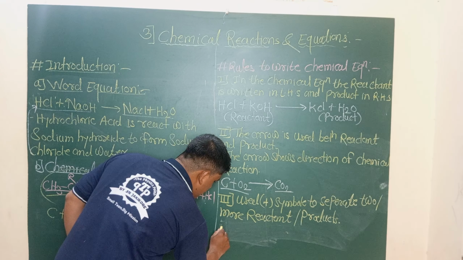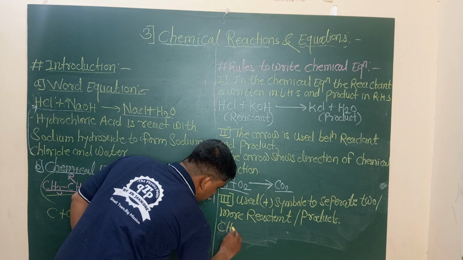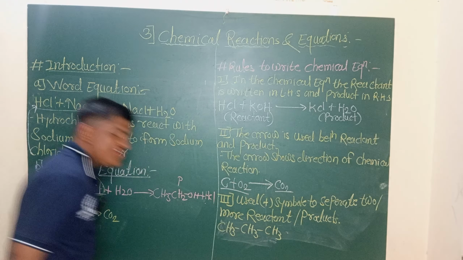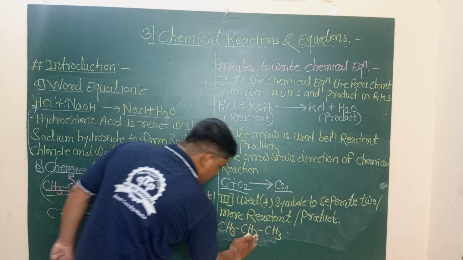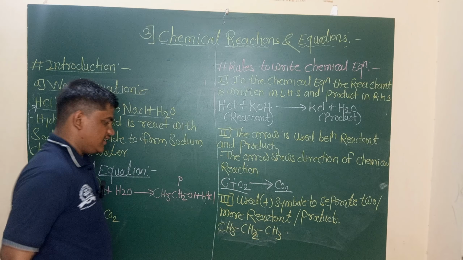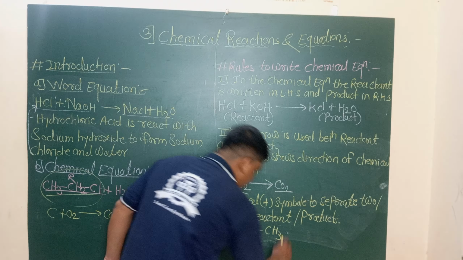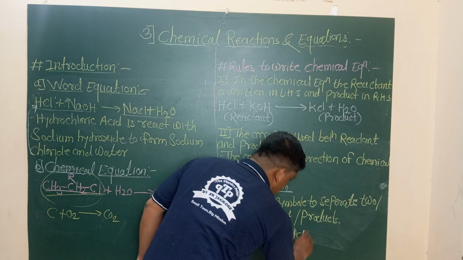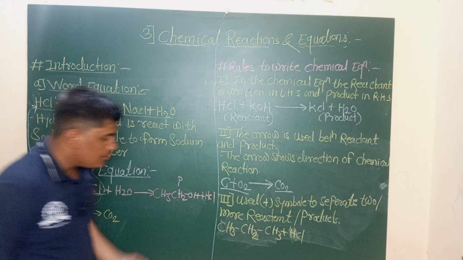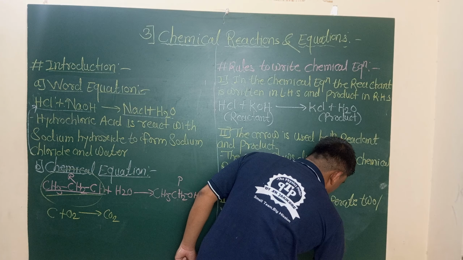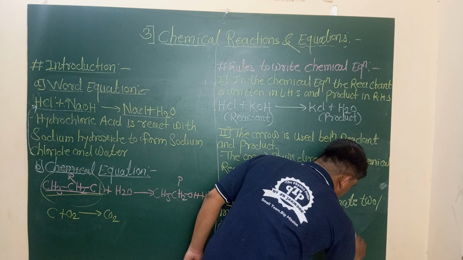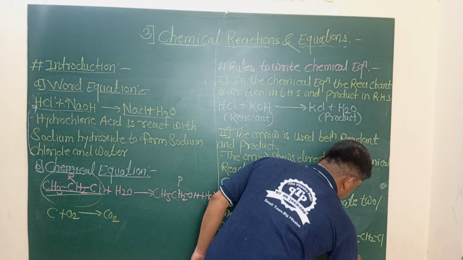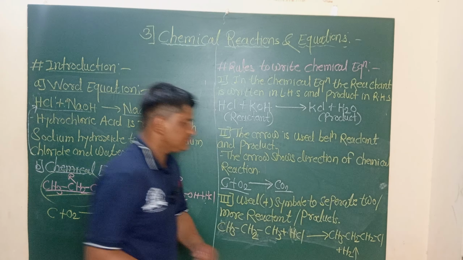The next one is, sorry, CH3 CH2 CH3. This is propane, which reacts with HCl to give propyl chloride, CH3 CH2 CH2 Cl, and H2 gas is released.